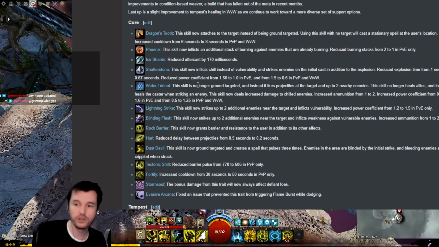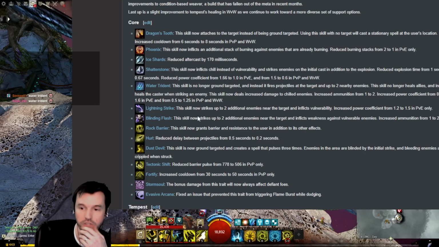Water Trident is no longer ground targeted, and instead it fires projectiles at the target and up to 2 nearby enemies. The skill no longer heals allies, instead it heals the caster when you hit an enemy. The skill now deals increased damage to chilled enemies. It has ammunition now, having 2 charges instead of 1, and increased the power coefficient by about triple in PvE and about 2.5 times in PvP in World versus World.